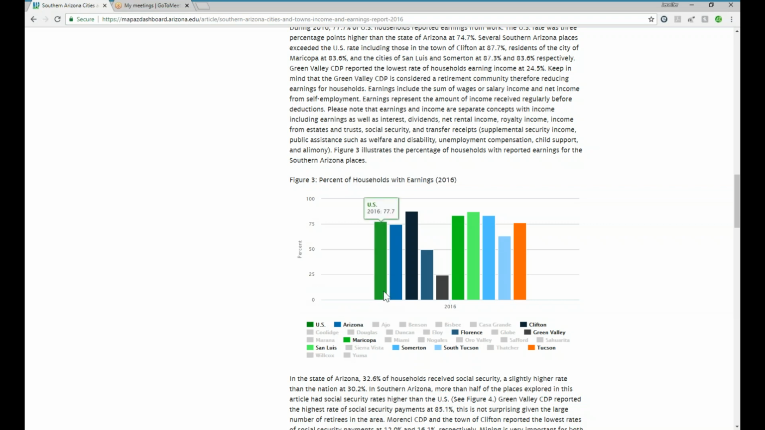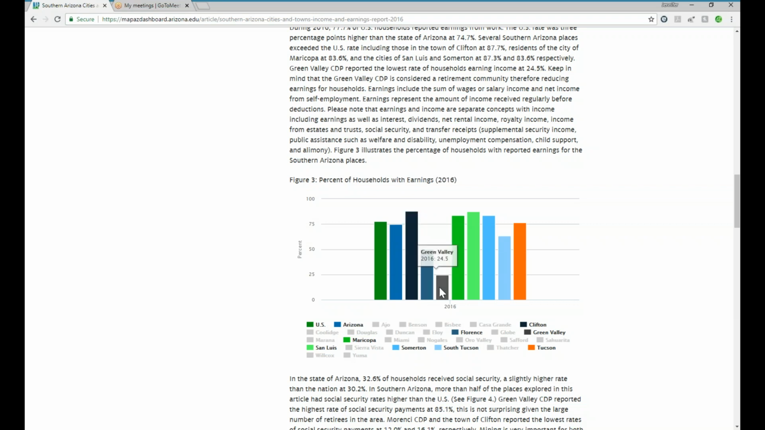So here you see the U.S. is at about 78%. The state of Arizona is just a tiny bit lower here at 75%. Clifton is our community with the highest percentage of reported earnings at 88%. Clifton is similar to Morenci. It has a large mining operation there.